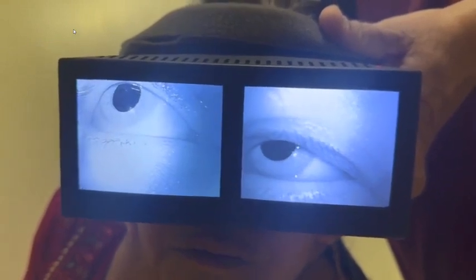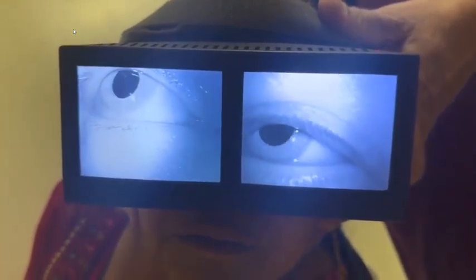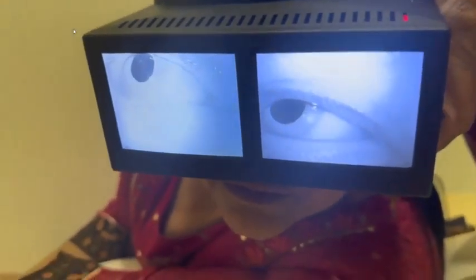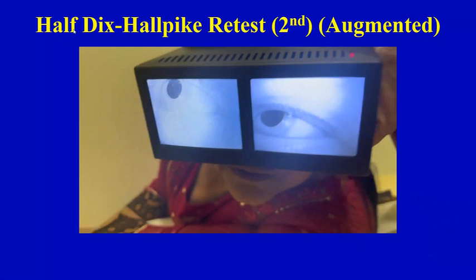So on day one, the persistent upbeating right torsional positional nystagmus during the half Dix-Hallpike test was because of the right posterior semicircular cupulolithiasis, which after two interventions was resulting in right short-arm posterior semicircular canalolithiasis, again evoking a persistent right torsional upbeating positional nystagmus, but this time with a negative inversion test. So that's why the inversion test needs to be included in the Barany Society criteria, because we need to differentiate the two conditions.